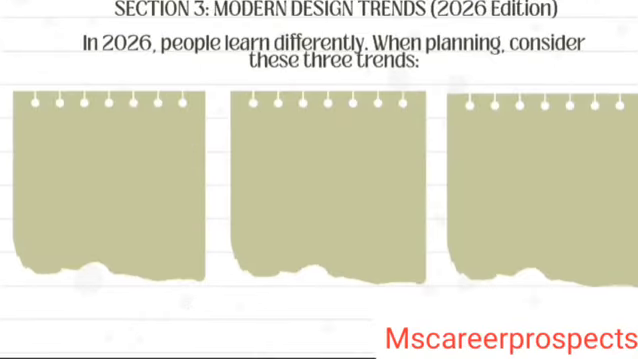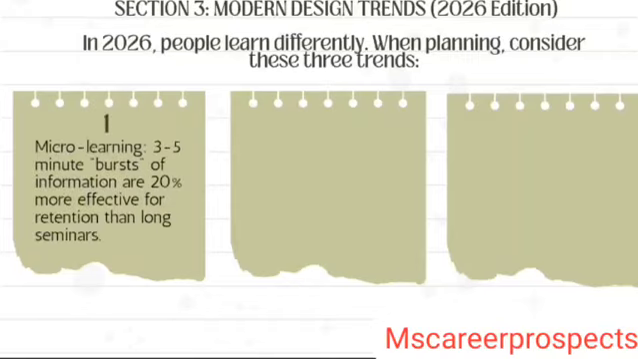Section 3. Modern Design Trends, 2026 edition. In 2026, people learn differently. When planning, consider these 3 trends. 1. Microlearning. 3 to 5 minute bursts of information are 20% more effective for retention than long seminars.